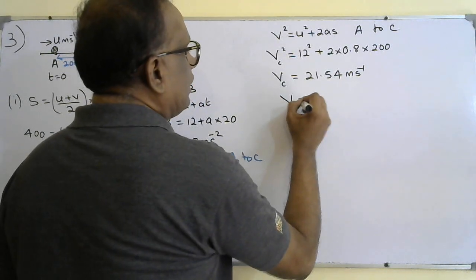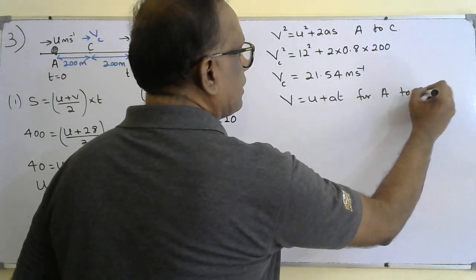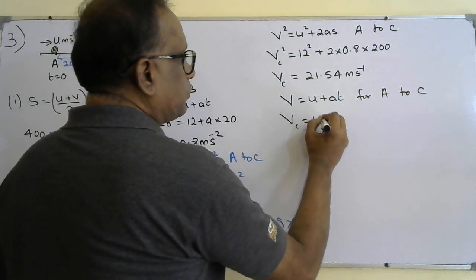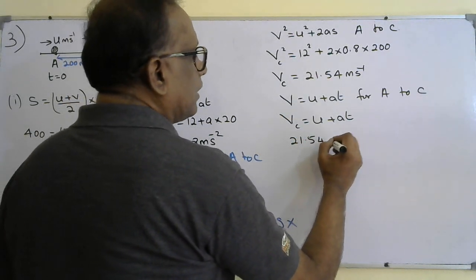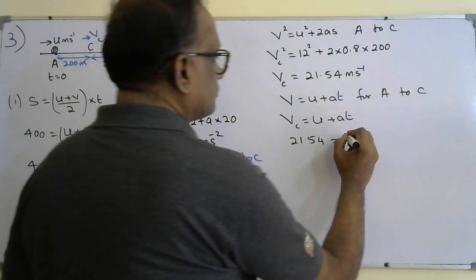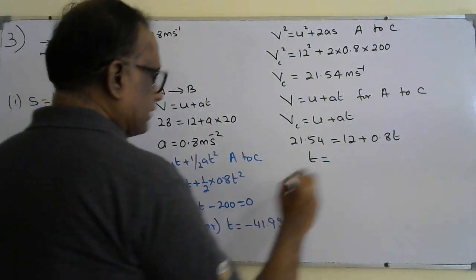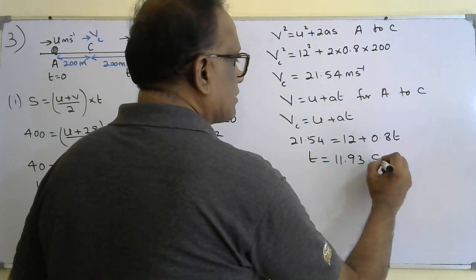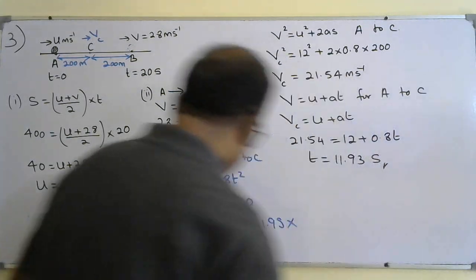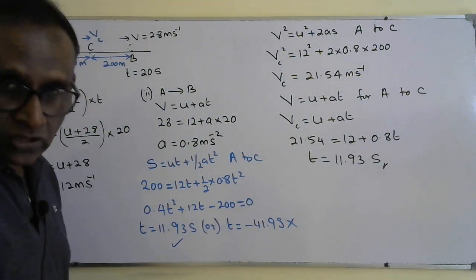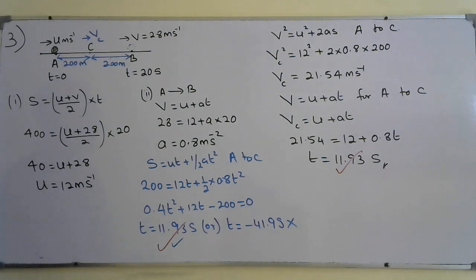Now you can use v equal u plus at for the motion from A to C. So that is vC equal u plus at. So vC is 21.54 equal u is 12 plus a 0.8 t, find the t. You will get the same answer, 11.93. So that is the second method. This is one method, we got the answer here. We get two answers, but negative is not acceptable. So this is one answer, this is the second answer. Anyway, we are using the same acceleration.